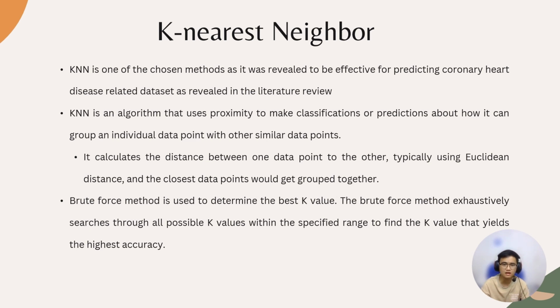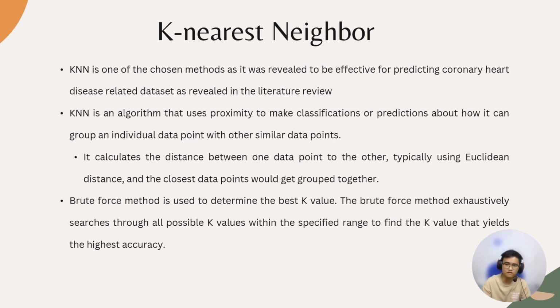And KNN is an algorithm that uses proximity to make classifications or predictions about how we can group an individual data point with other similar data points. Essentially, the distance is being calculated based on how close one data point is to another using the Euclidean distance, and they are grouped together based on how close they are.